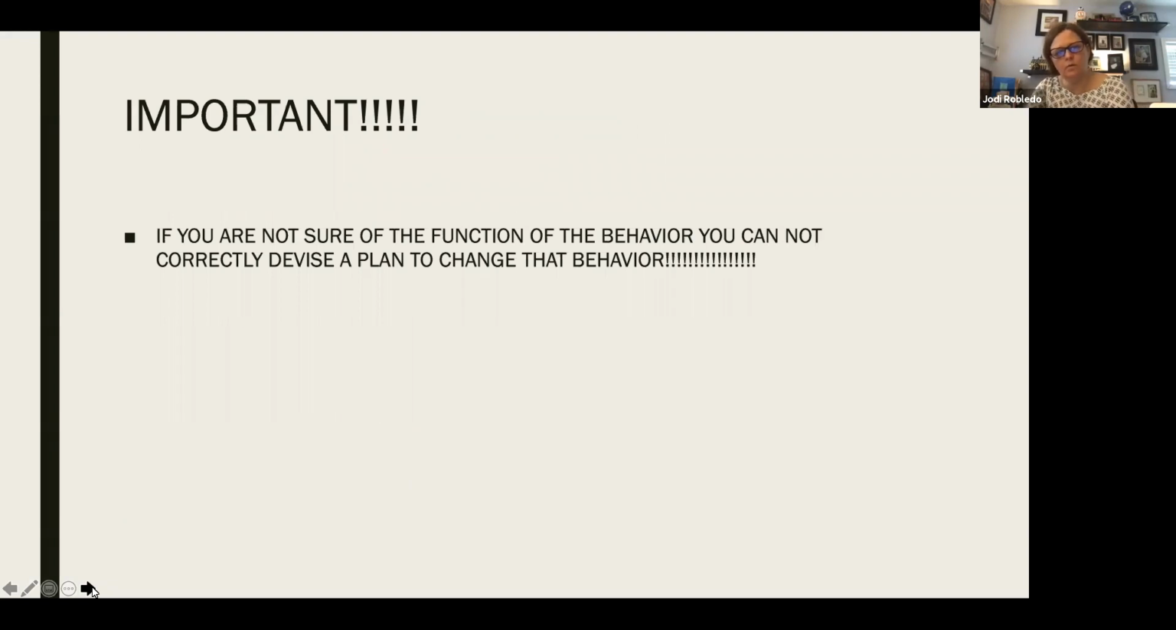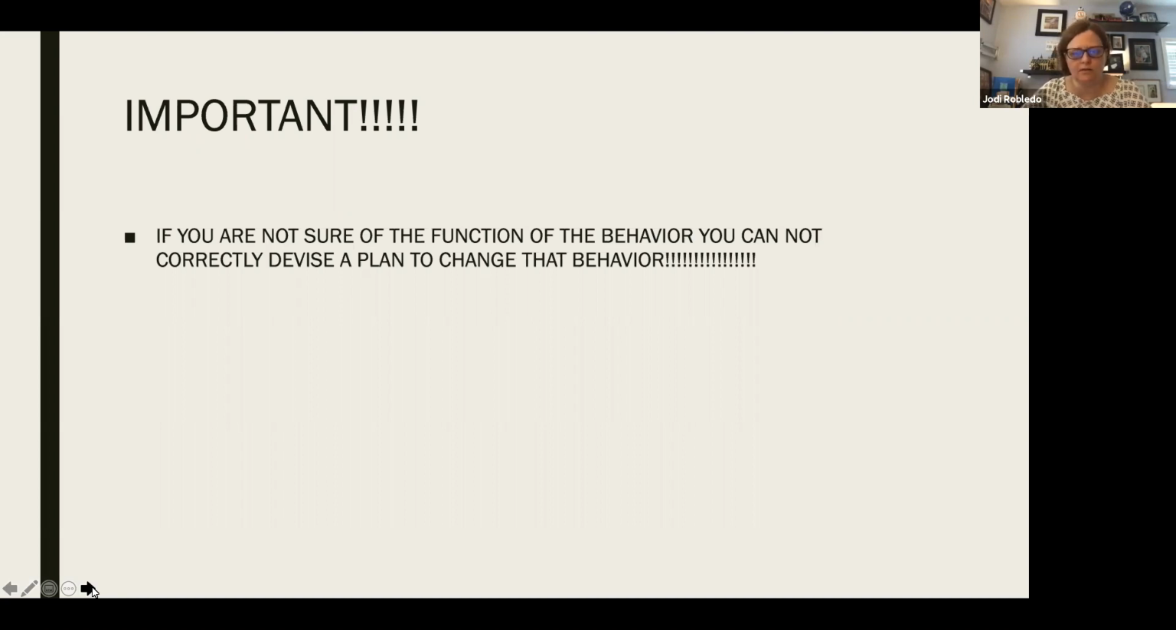So what's important though is to at least get some idea as to why the behavior might be occurring. Because if you create a plan and just, I don't know, let's try a social story, let's try a token system, let's try this, it's like you're just guessing at stuff. You have no idea what the child's attempting to communicate. And oftentimes you will be wrong, or your intervention might even make things worse.